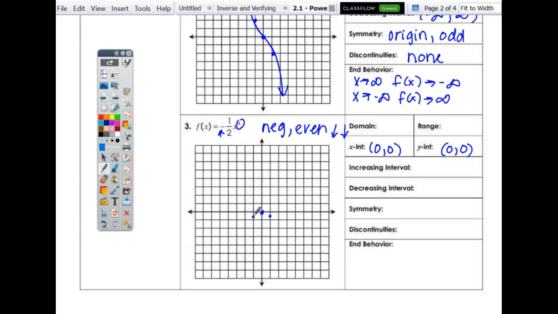If I put 2 in here, 2 to the 4th is 2 times 2 times 2 times 2. So you get 4 times 4, which is 16. And if you divide that by 2, then I get negative 8, which is here. And I end up with the same on the other side.